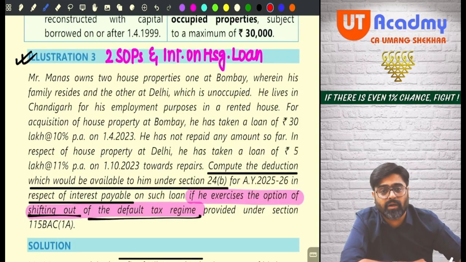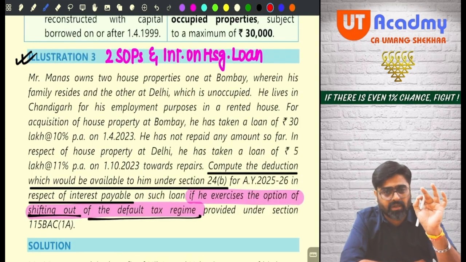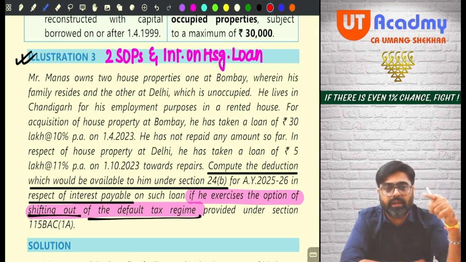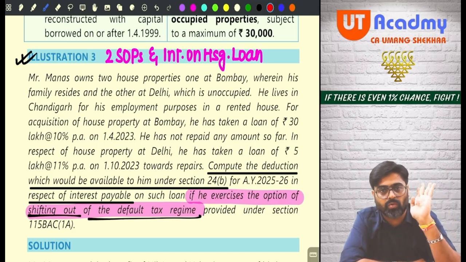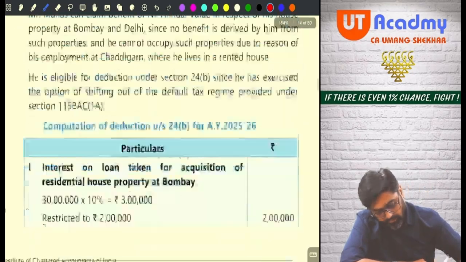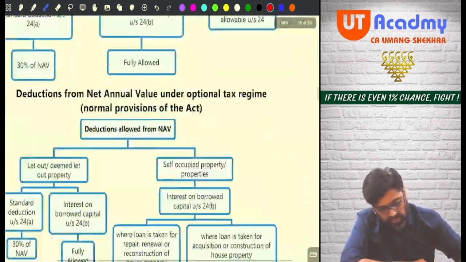Come on, illustration number 3 is done. See, question number 2 is pending. I will pick up question 2 a little later when I teach you about a house property situated outside India. That time we'll do question number 2. So 3 is done, 4 is done, and 5 also done, no?